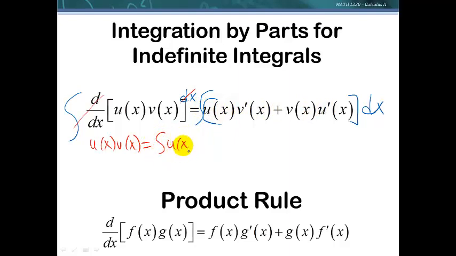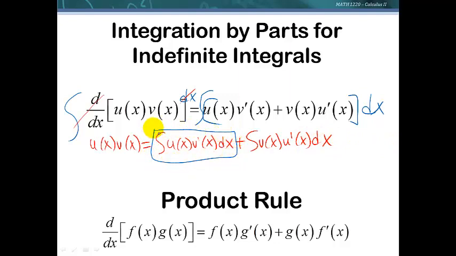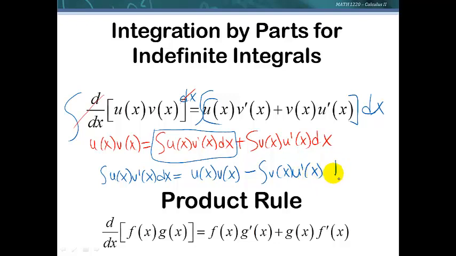We've got the integral of u of x, v prime of x dx, plus the integral of v of x, u prime of x dx. Now I'm going to solve this for this piece, so we will write it first. The integral of u of x, v prime of x dx equals u of x, v of x, and then this will be subtracted so that we can move it over there: the integral of v of x, u prime of x dx.